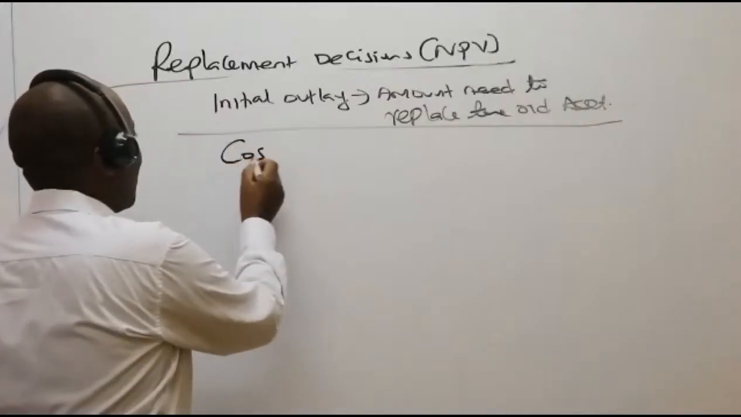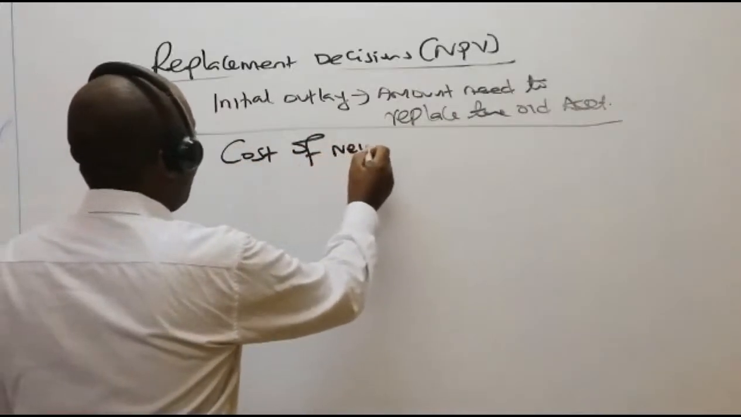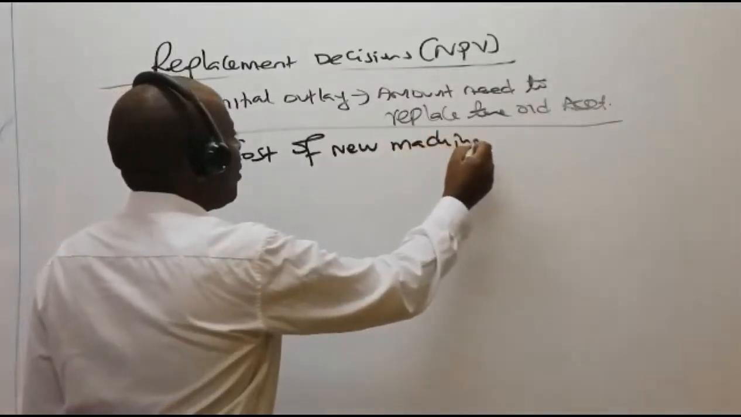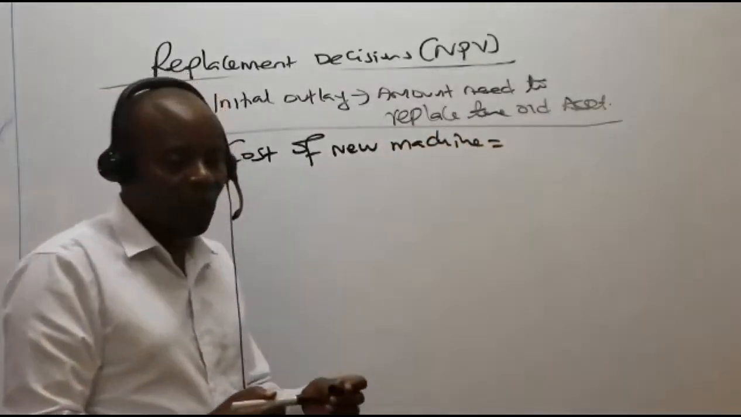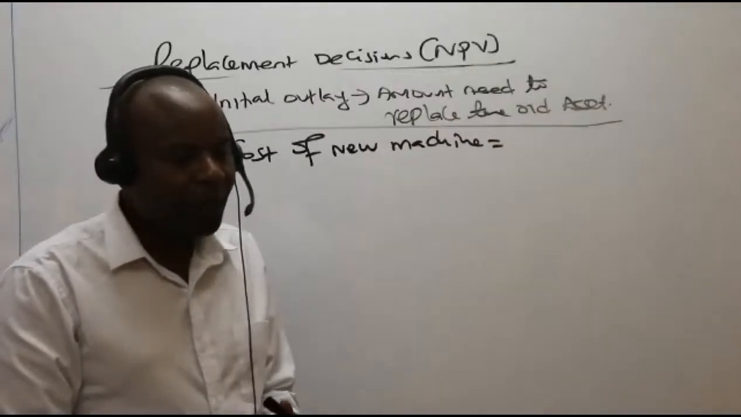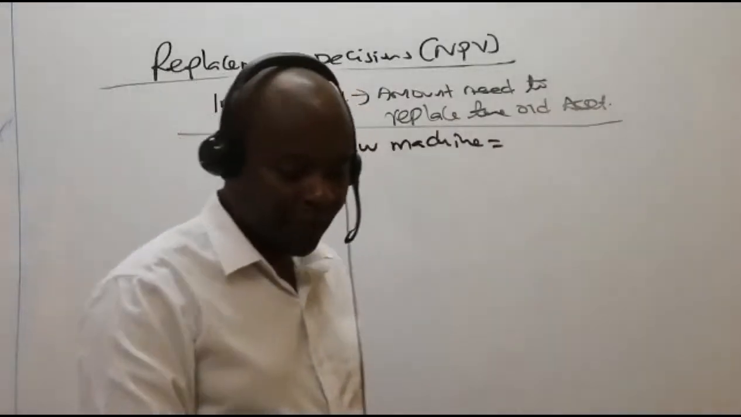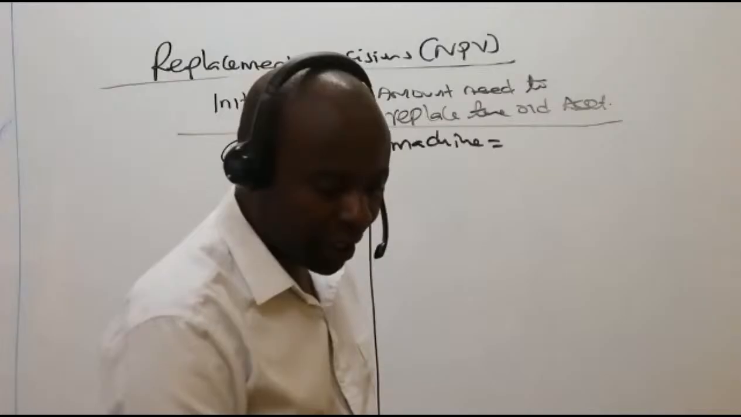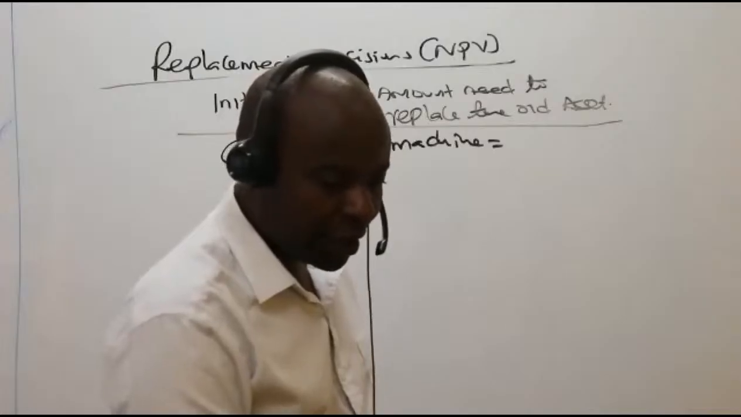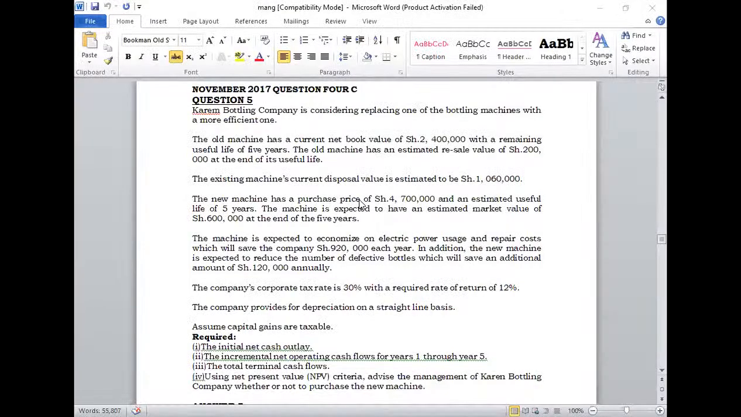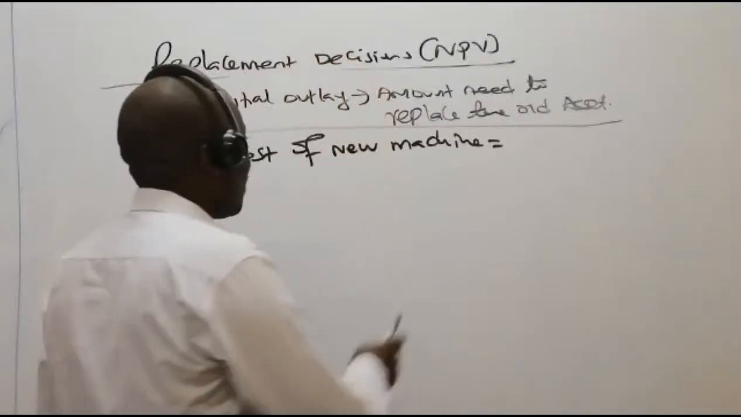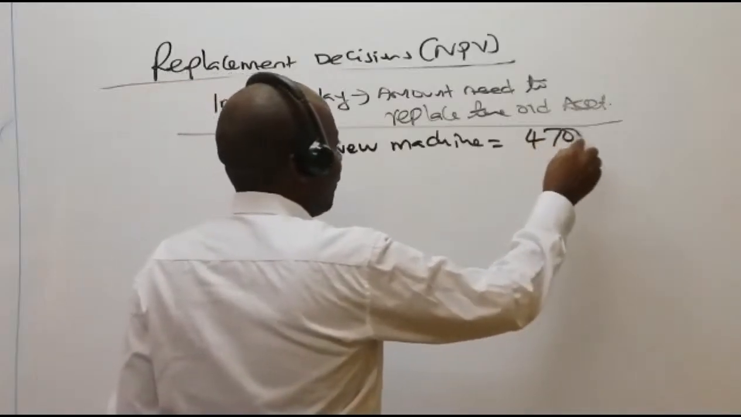So we have here the cost of the new machine. Ladies and gentlemen, what do we have here? The cost of the new machine. You can see the new machine has a purchase price of 4,700. So in this case, the cost of the new machine is 4,700.